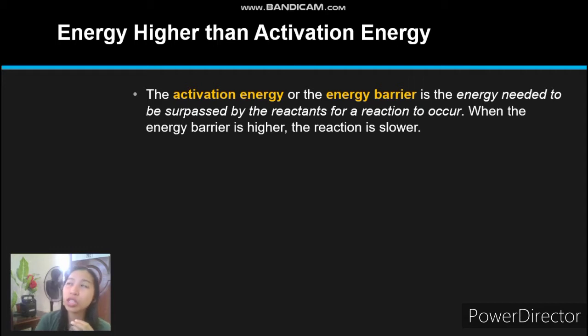Of course, let's just imagine a wall. So, there is a wall that is rather short, and then there is a wall that is very tall, higher than you. Okay? So you have two types of activation energy. Which one of the two walls or energy barriers is easier to climb over? Of course, the shorter one. It is easier to surpass that, easier to get past compared to the wall that is very tall.